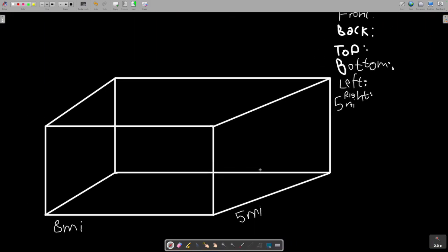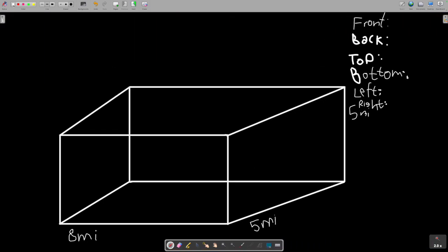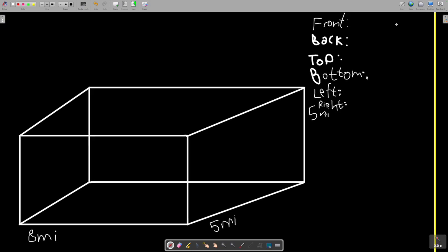Let's do one more example, turned this way. We have 8, 5, 5. The front will be 8 times 5, which is 40, and the back will be the same. The top is also 8 times 5. So all of these four are 40. The left, let's do the right, is 5 times 5, which is 25, and the left is 25 since it's the opposing face.